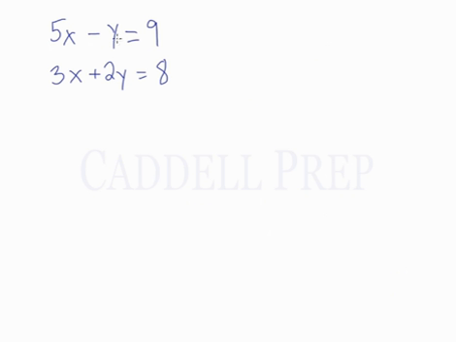In this example, we have another system of equations. 5x minus y equals 9. 3x plus 2y equals 8. And neither one of these is solved for a variable. So what we're going to do is solve for one of the variables in one of the equations and then use that to substitute into the other.